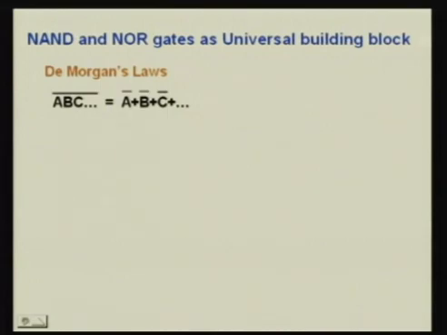And the second one is the complement of the sum of the logical inputs is equal to the multiplication of their complements. Means if we have A, B, C with an OR operation on them, and we take the complement of the whole, it doesn't matter how many inputs we have, that will be equal to the multiplication of their complements, means the AND operation of their complements. Here multiplication means the AND operation, and the sum means the OR operation.